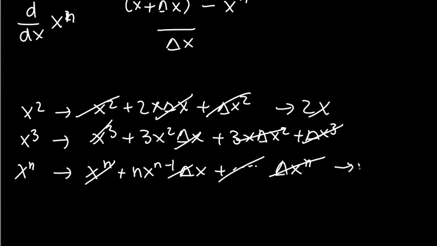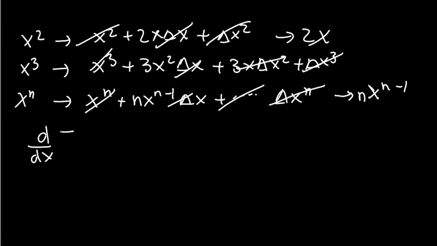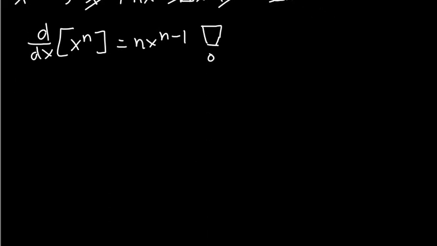So that means that the derivative of x to the nth power is just equal to nx to the n minus 1. That is the power rule. It's so useful. But to use it a lot, you just need to know one more rule called the sum rule, the sum and difference rule.